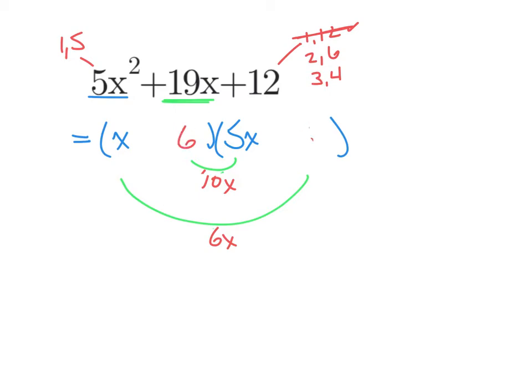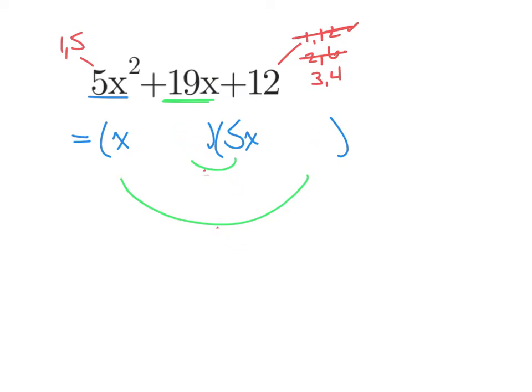Go with 6 and 2, and check them again. On the outsides, x times 2, 2x. On the insides, 6 times 5, 30x. There's no way that's making a 19. So now we know that 2 and 6 don't work. It's got to be down to 3 and 4 now.